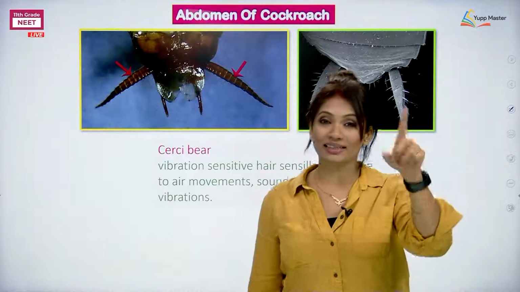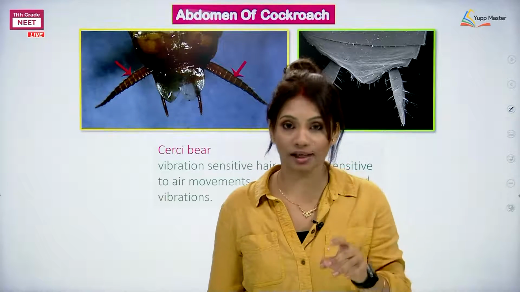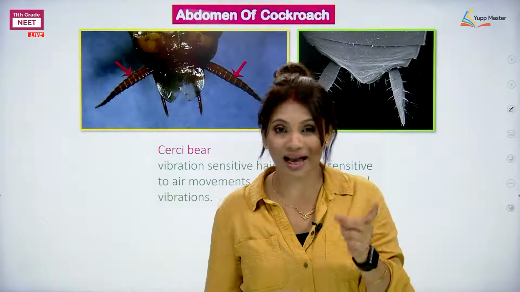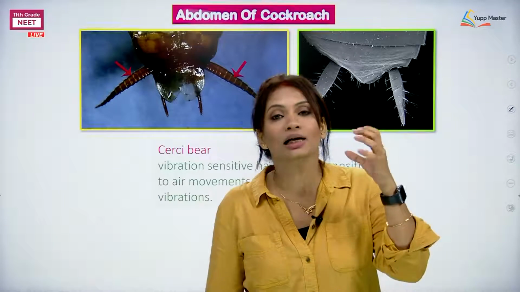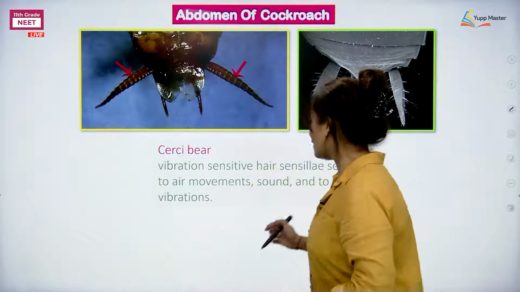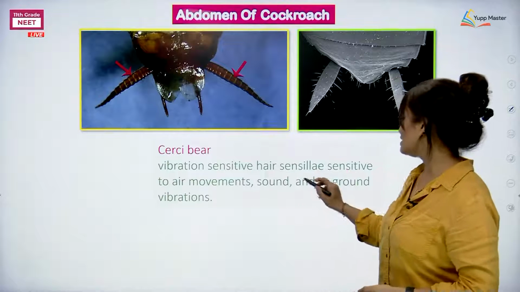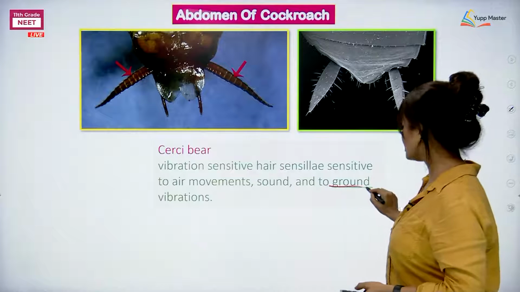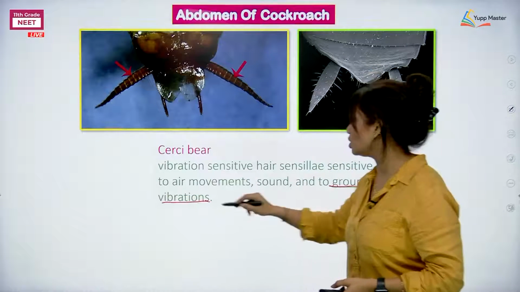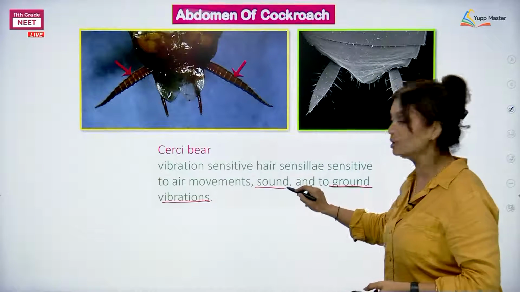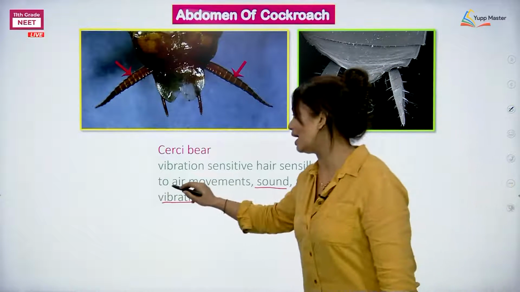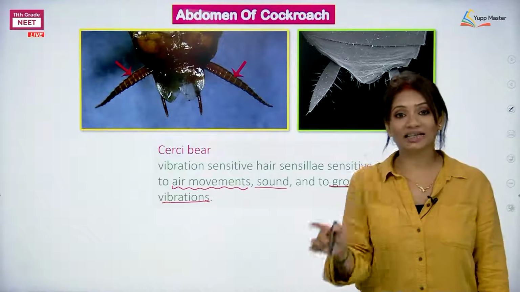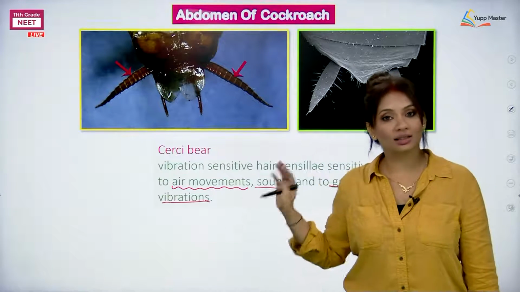As we saw, the antennae did the function of sense of smell. Then the anal cerci are doing the function of hearing, and this is an organ which can detect sound. So if I am saying that not only are they sensitive to ground vibrations, let me use red color, but also they are sensitive to sound. They are also sensitive to any air movements which are happening around that location. So this is the basic function of the anal cerci over there.